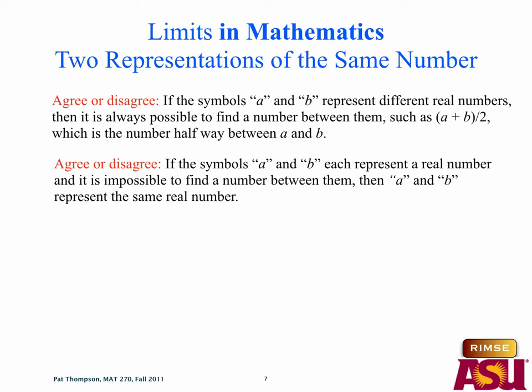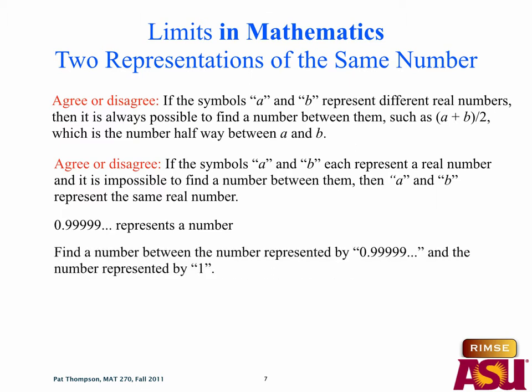Okay, so if we believed in the first one, then we really should believe in the second one, right? Okay. Keep that in mind. 0.99999 repeating represents a number, a real number, right? These 9s go on forever. Agreed? Can you find a number in between 0.999999 repeating forever and the number 1?